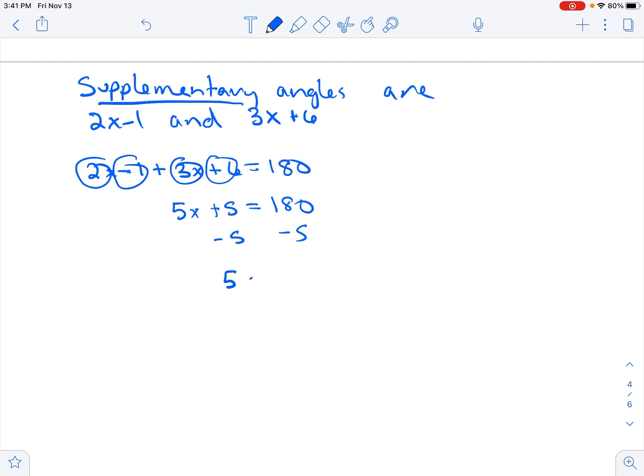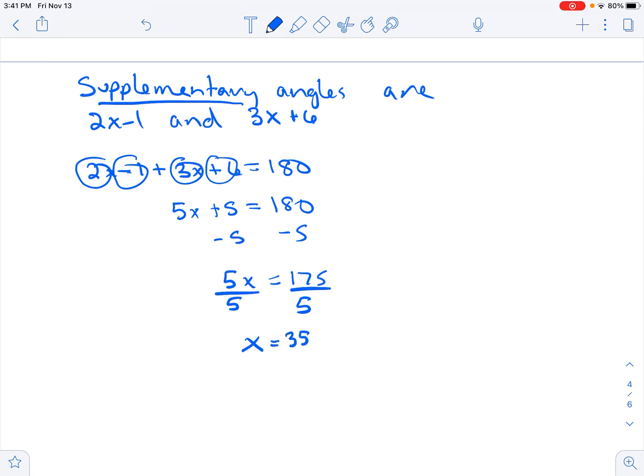So I'd subtract 5, 5x equals 175, and then divide by 5. So x is equal to 35.